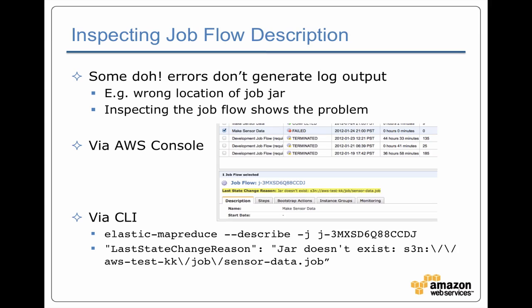In the AWS console, if I go to the list of jobs and click on that job, what you'd see here is the last state change reason, and the state change was that the job failed, it would say that this jar doesn't exist. Or using the command line tool, if I do a --describe and I give a -j and the job number, then you'll see similar kinds of information being displayed there.